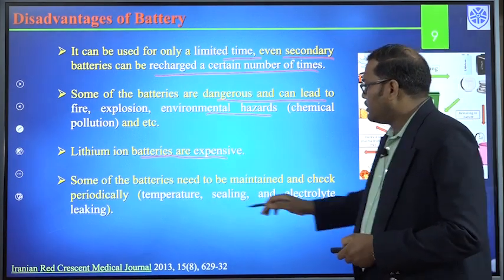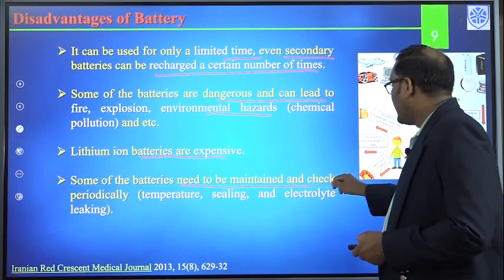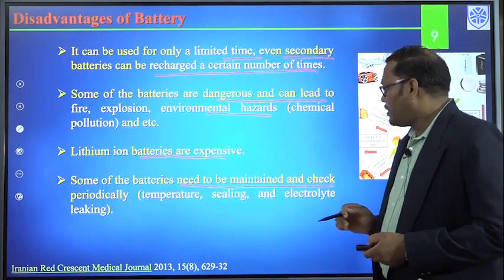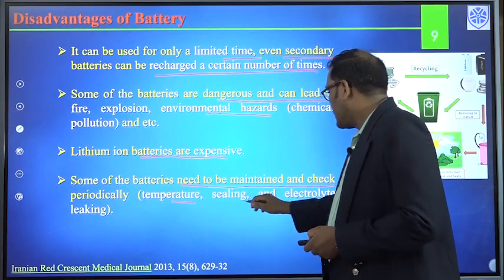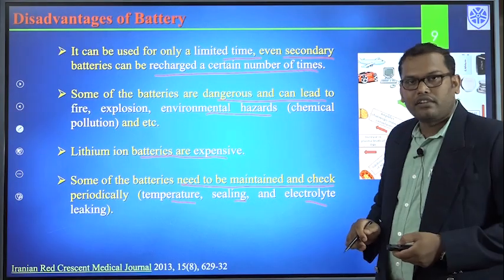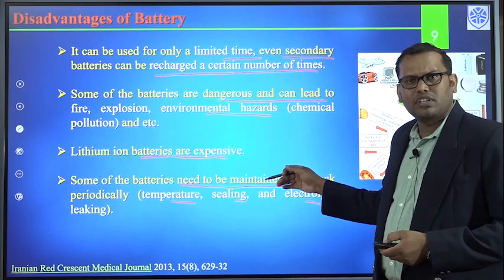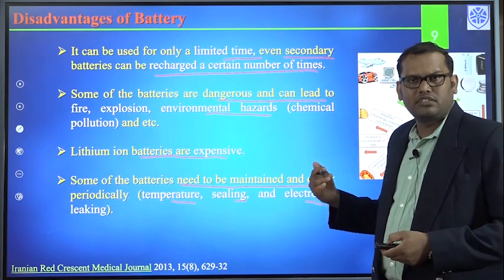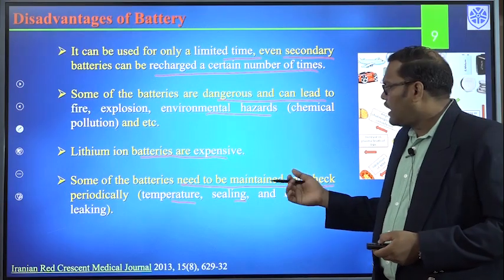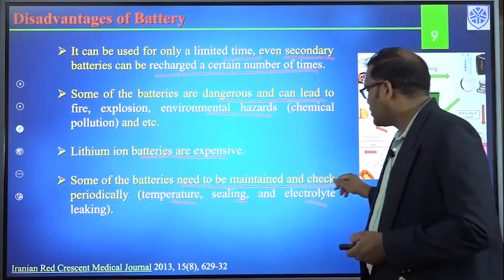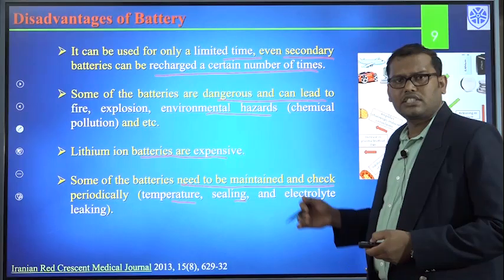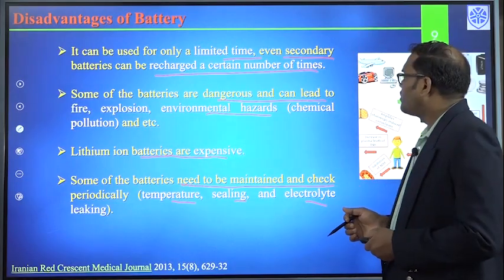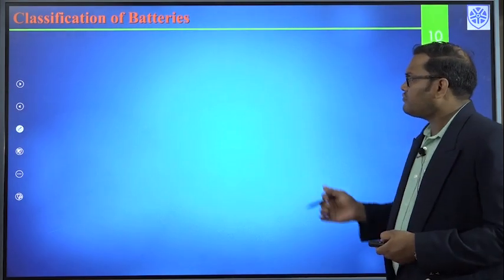And some of the batteries need to be maintained and checked periodically, for example temperature, sealing, or any electrolyte leaking. That is called battery management. Some batteries need to be checked periodically to see whether this effect is there. So, that is one of the disadvantages of the battery.